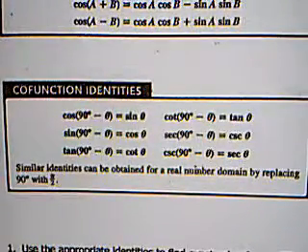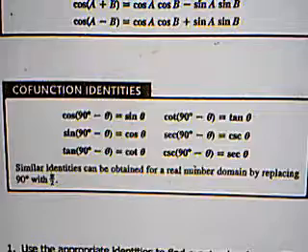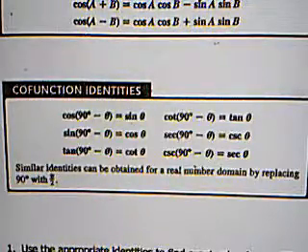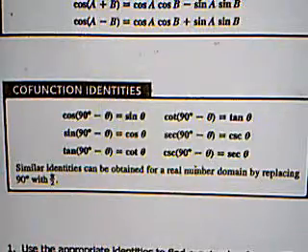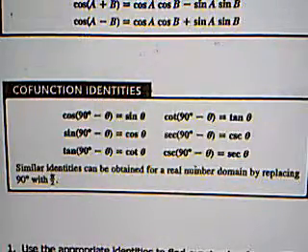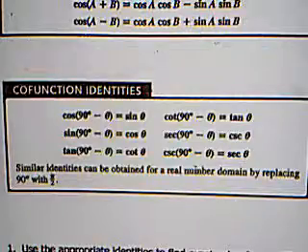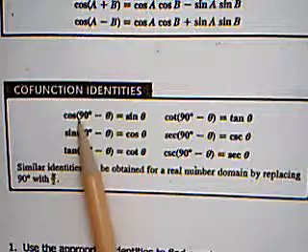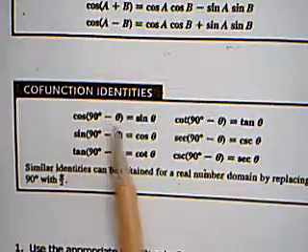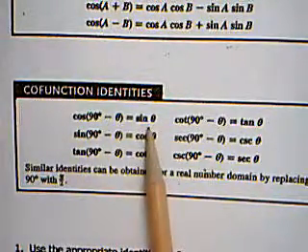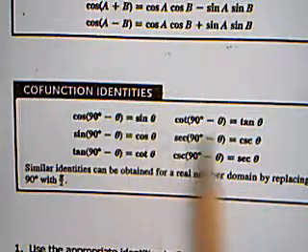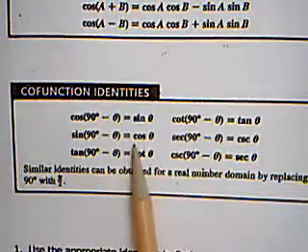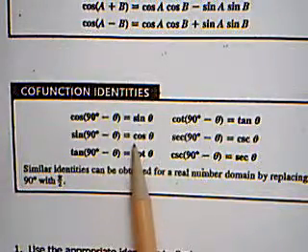Next, underneath, we have cofunction identities. Remember, two angles are cofunctions if their sum is 90 degrees, or pi over 2 if you're dealing with radians. So we have cofunction identities saying that cosine of 90 minus theta is equal to the sine of theta. Same thing for sine and cosine here. That tells you that they are cofunctions of each other.